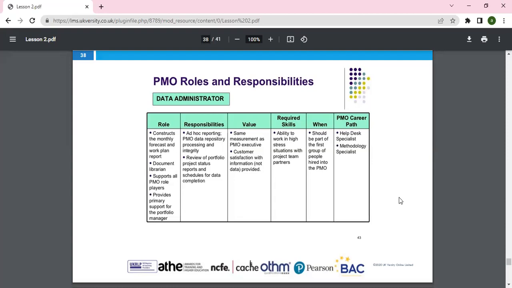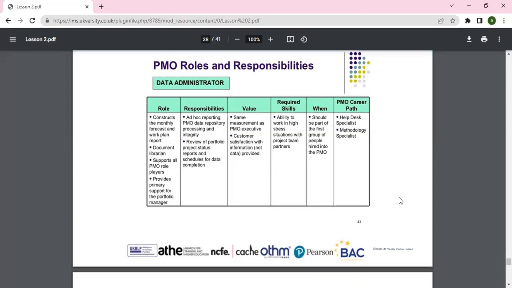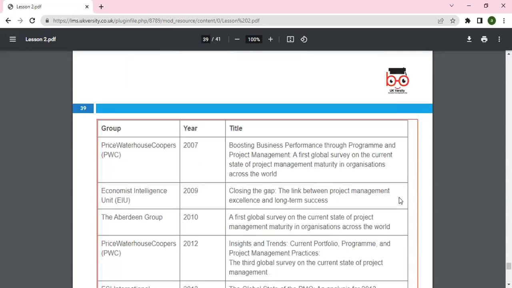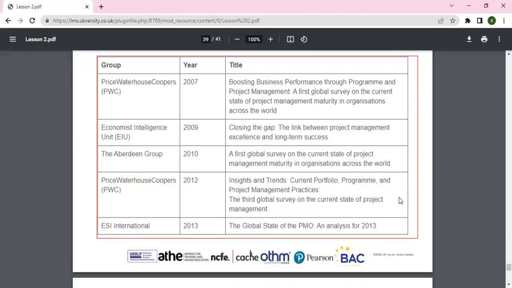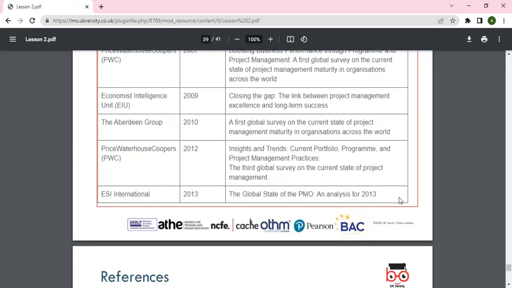And help desk specialists and other specialists can be part of it. Then we have various groups, such as PricewaterhouseCoopers, one of the companies, with economic intelligence. This information should be up to date, and the project manager and PM office should be well aware of it, and of what changes and what new legislation we have, such as GDPR recently in the UK, the General Data Protection Regulation. So data needs to be secure.